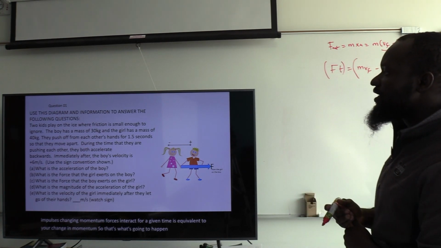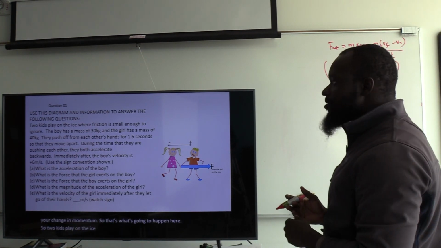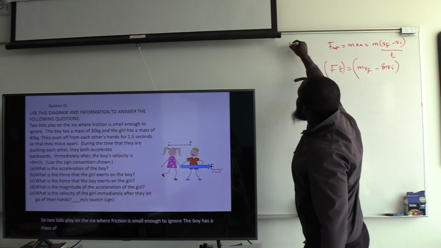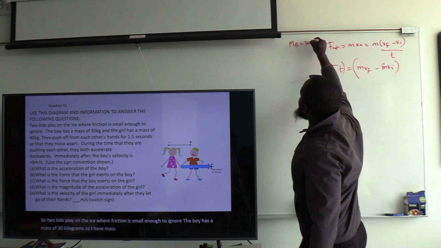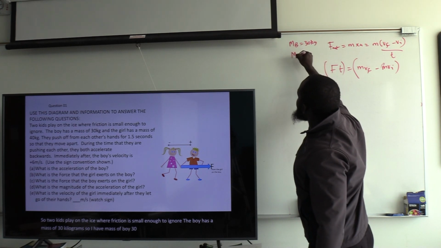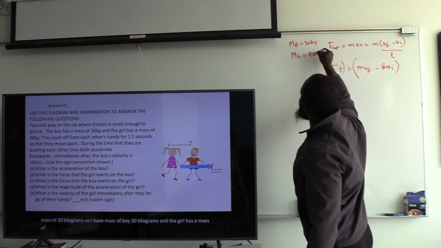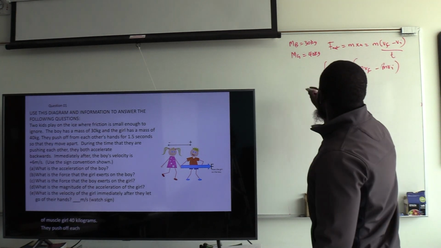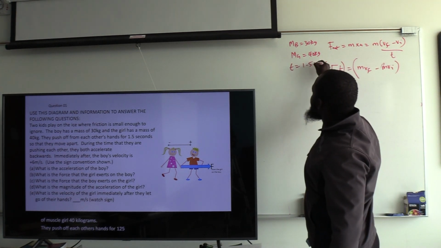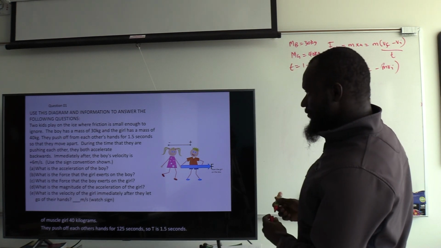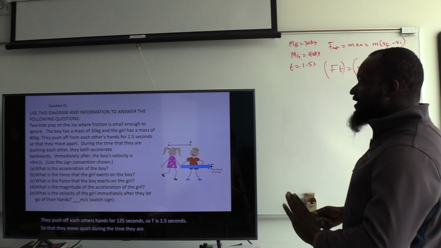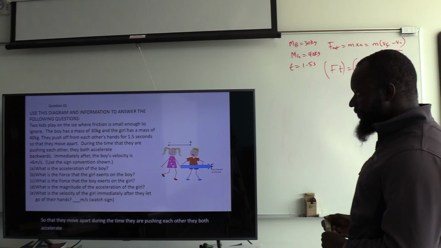So two kids play on the ice where friction is small enough to ignore. The boy has a mass of 30 kilograms, and the girl has a mass of 40 kilograms. They push off each other's hands for 1.5 seconds, so t is 1.5 seconds, so that they move apart. During the time they are pushing each other, they both accelerate backwards immediately.